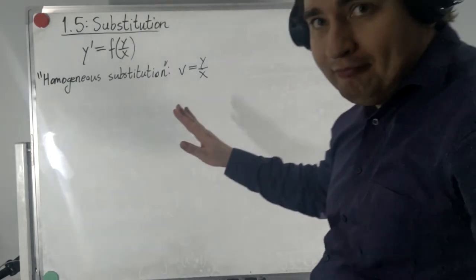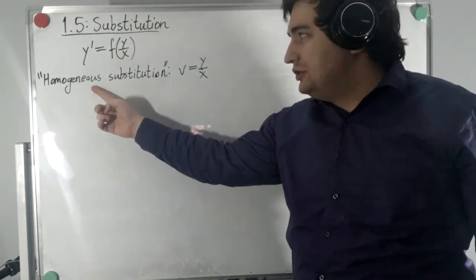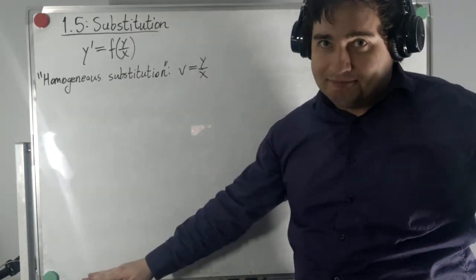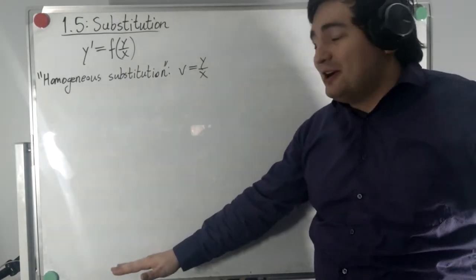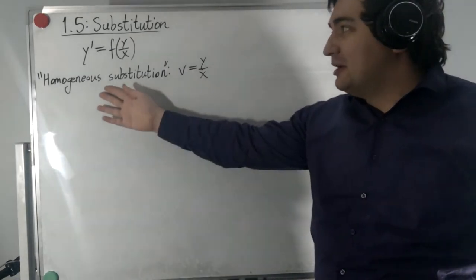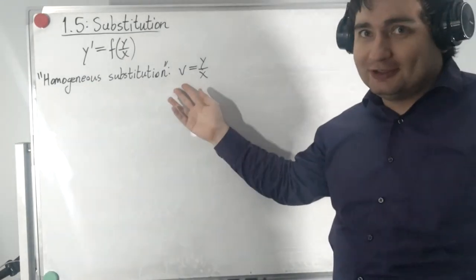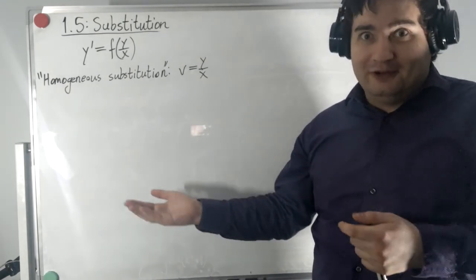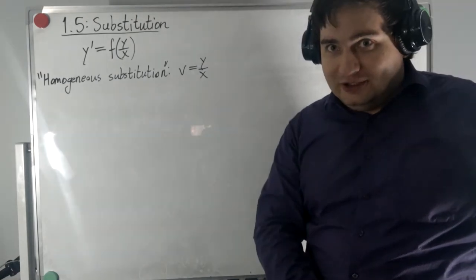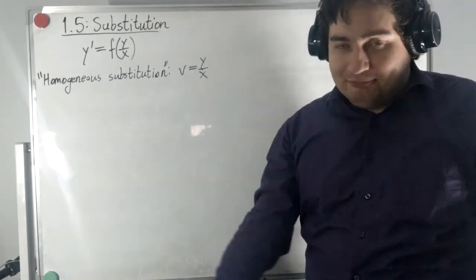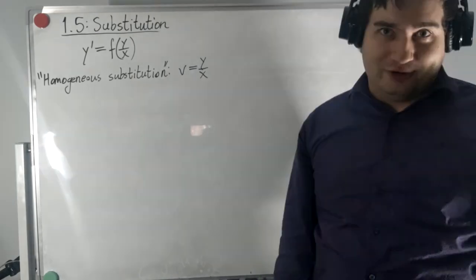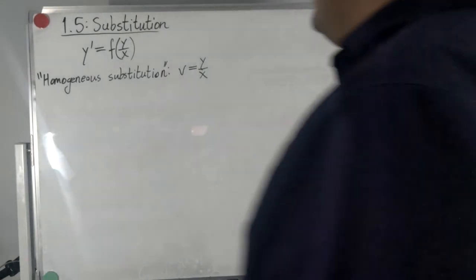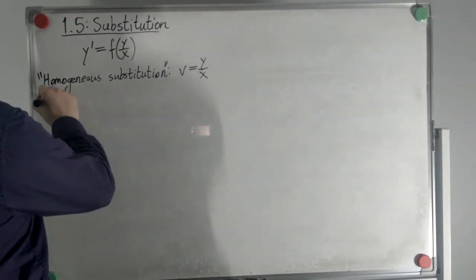Now, I want to warn you, this term homogeneous is going to come up again later in this class, and it's going to mean something completely different. I wish that weren't the case. I wish there was a better term for this than homogeneous substitution, because homogeneous linear equation means something very, very different. But this is how the terminology is. I don't make the rules. In any case, as before, it's best to learn by example.